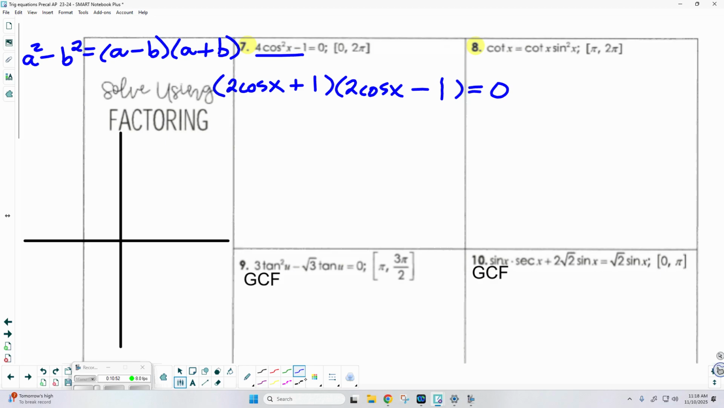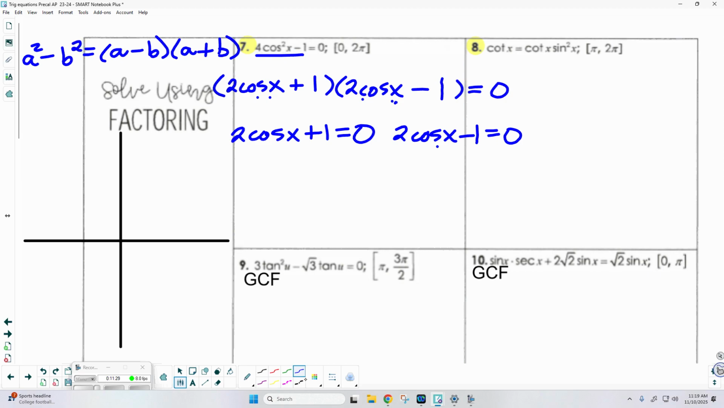So what I'm going to do now is set each one of these equal to 0. Hopefully you remember the strategy, even though you might not remember the name. We refer to that as the zero product property. Does that sound familiar? Maybe. I'm going to take the first group, 2 cosine of x plus 1, set it equal to 0, and solve that. Then I'm going to take the other part, 2 cosine of x minus 1 is equal to 0, and solve this, hopefully getting some solutions out of both.